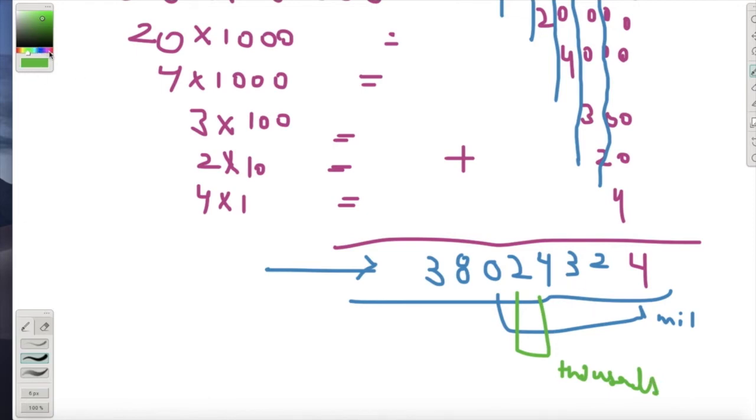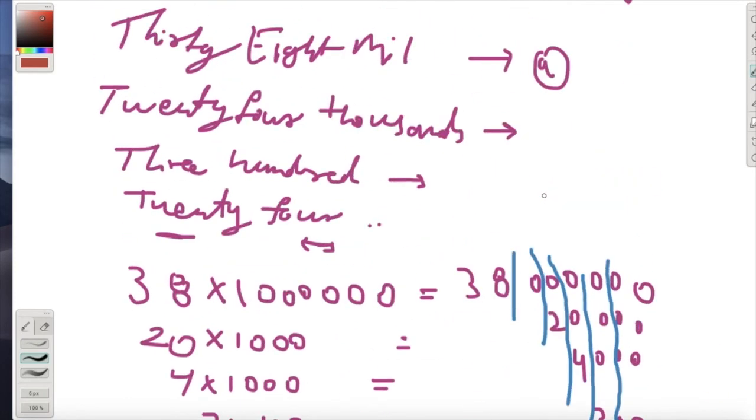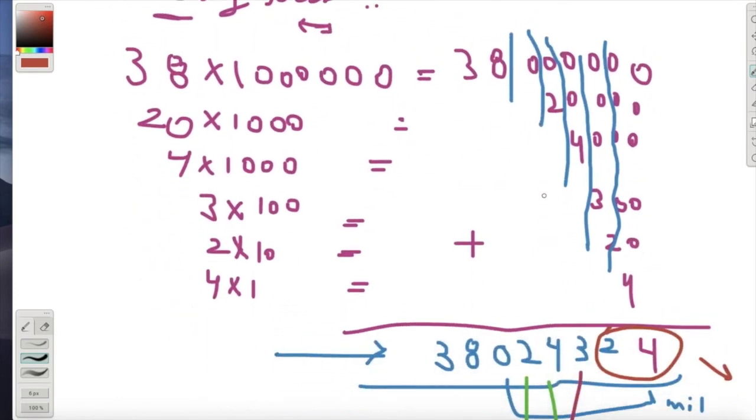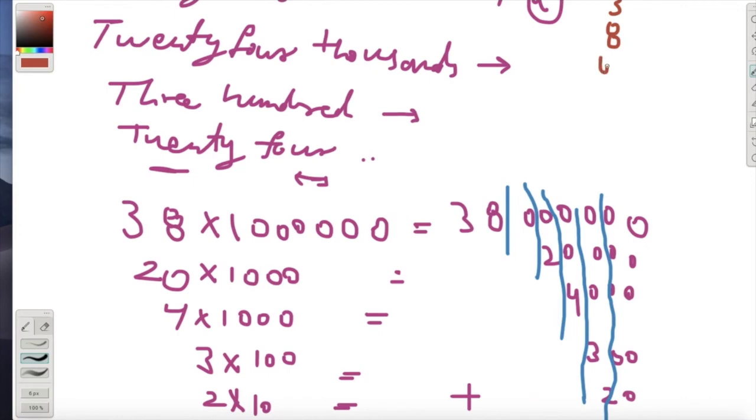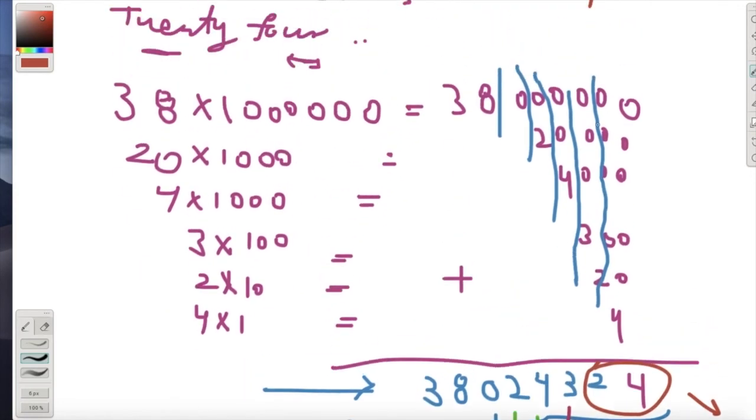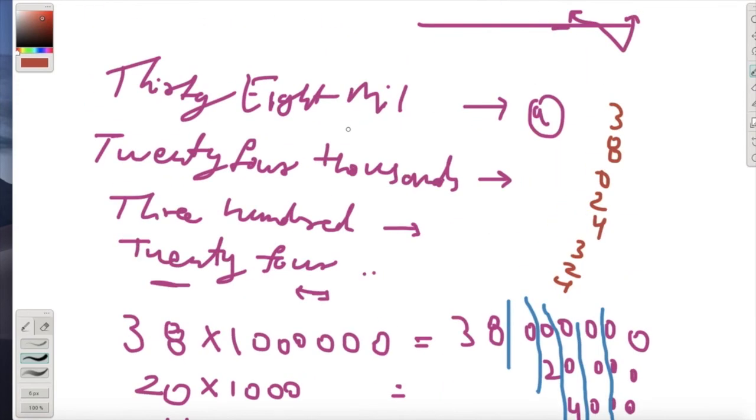Then our next is 300s. And last but not the least, 24. So if we put this together, here, 38 million. Let me write it down here so that we can read it clearly. 38 million, 024, 324. So the resulting number matches the expanded form: 38,024,324. So that's your standard form.